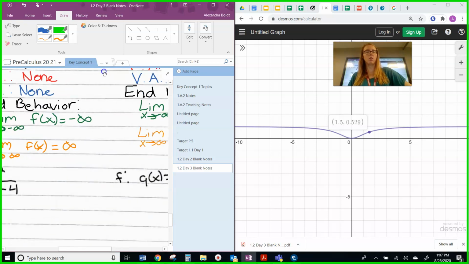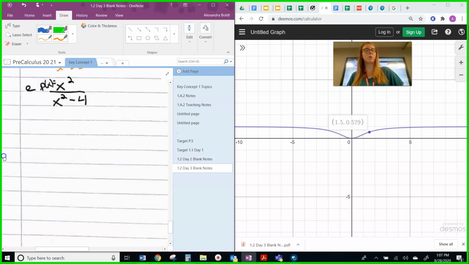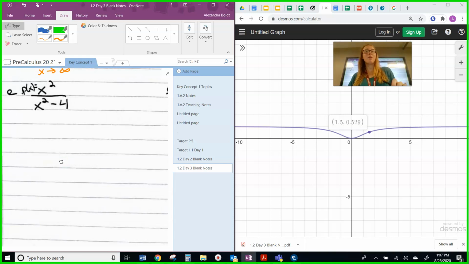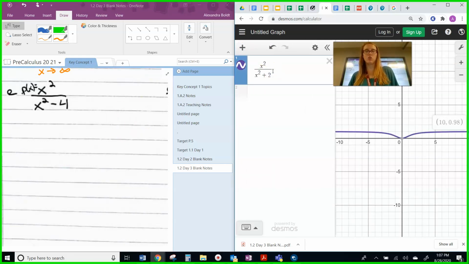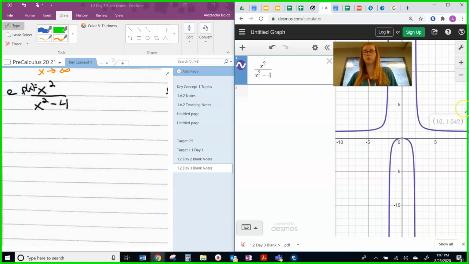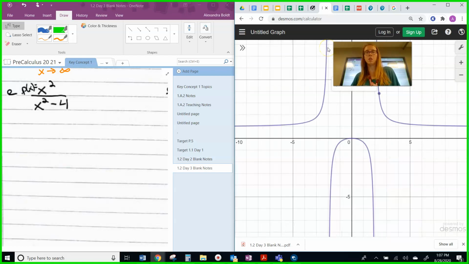Okay, another example. We have x squared, sorry, I forgot the p of x. P of x equals x squared over x squared minus 4. Just going to change this function really quick. We have x squared minus 4. This is a nice one.